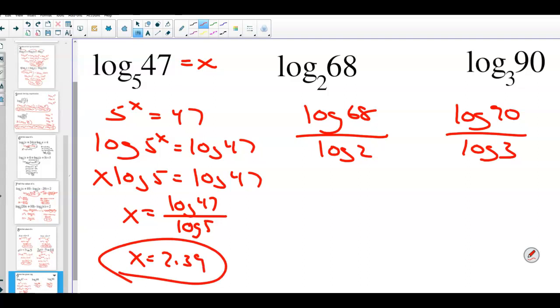And quite honestly, guys, you can check your work by doing 5 raised to 2.39. Also, 5 squared is 125. Wow, I said that wrong. 5 squared is 25. 5 cubed is 125. So this exponent should be between 2 and 3. This next one, log 68 over log of 2, should be 6 point something.